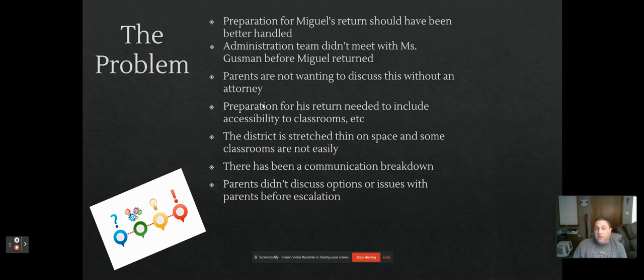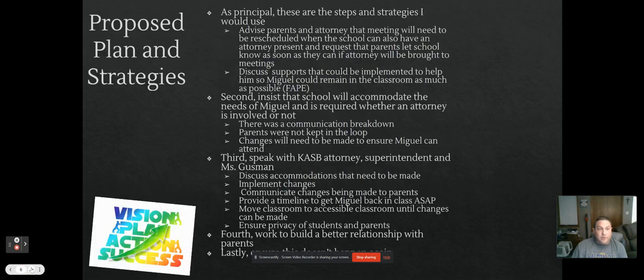The preparation that we talked about a little bit ago should have included accessibility to classrooms. It seems like the district is stretched thin on space because they have mobile homes or additional buildings set up that don't have ADA accessibility. That should have been thought of beforehand. There's been a big communication breakdown, and of course, there's escalation of the situation.